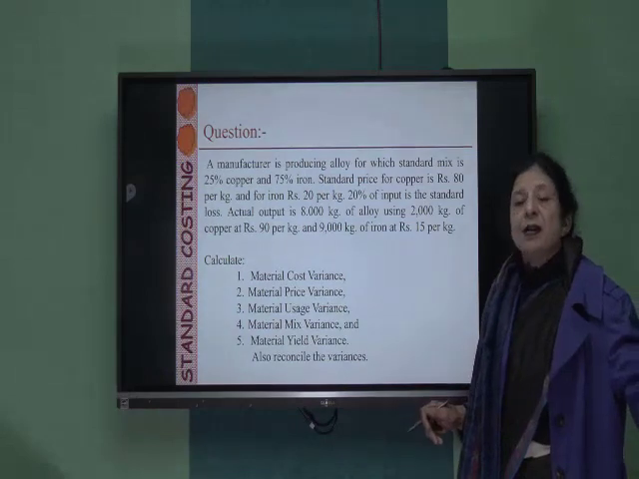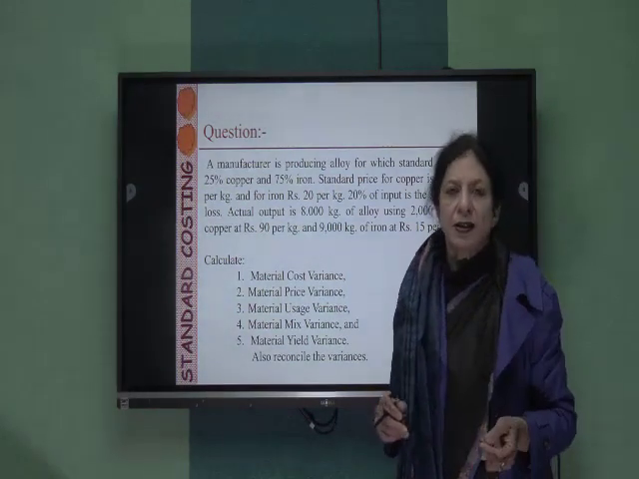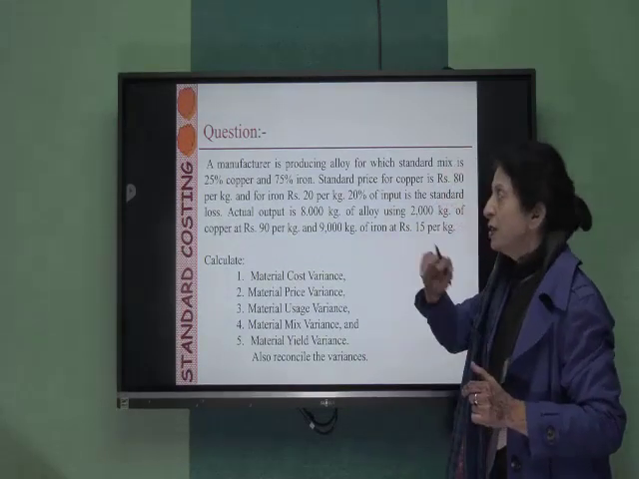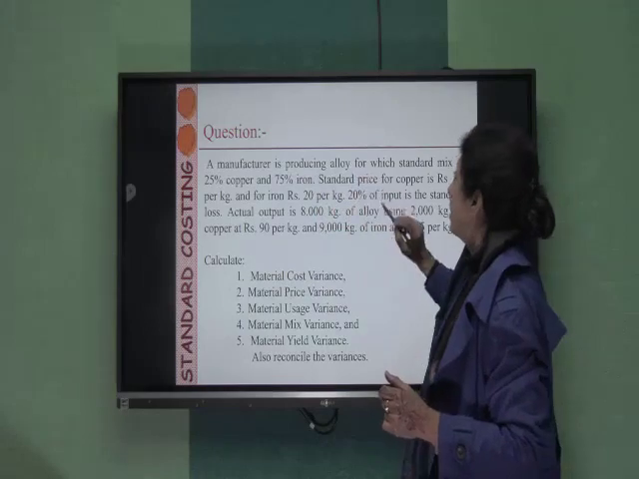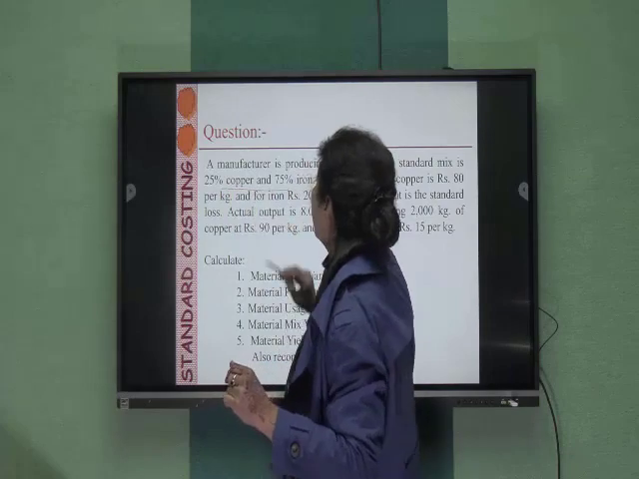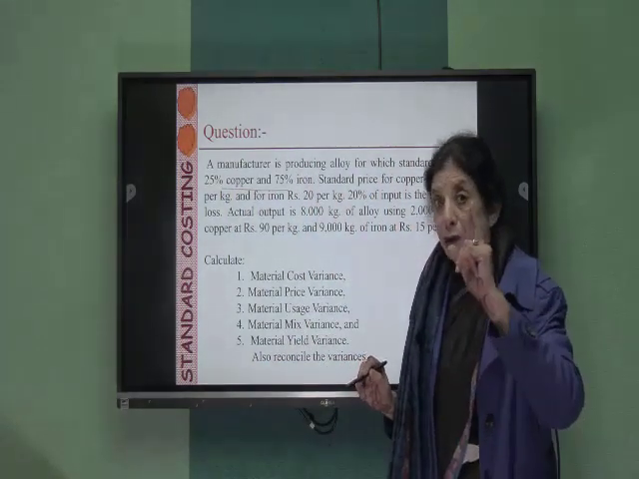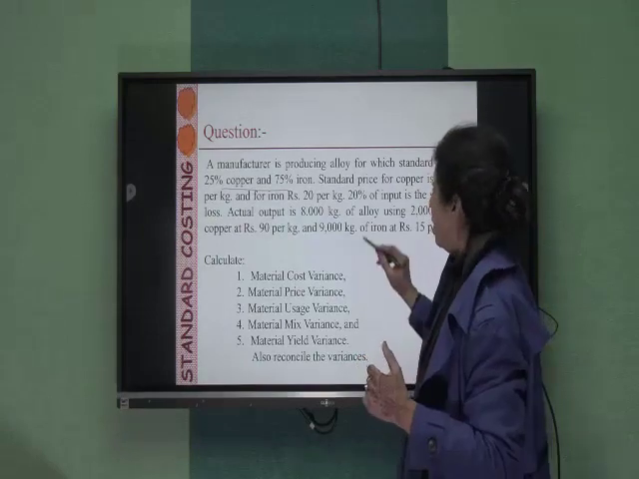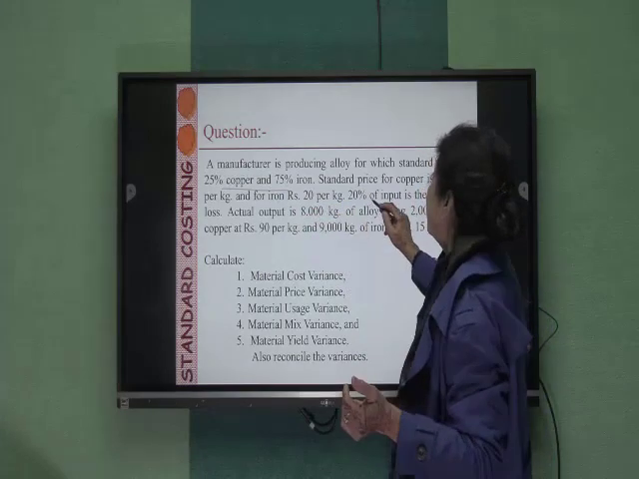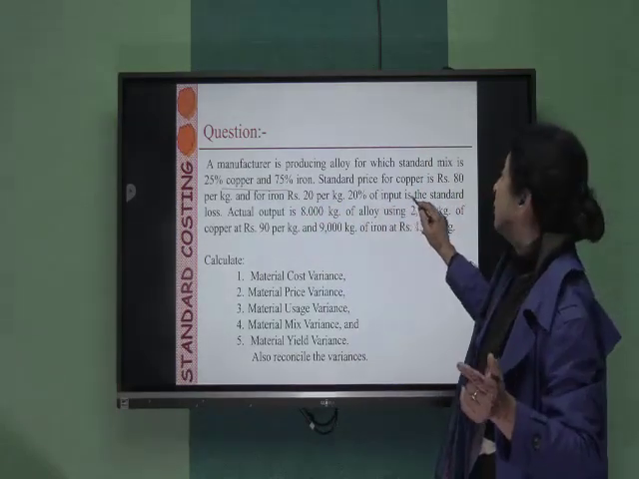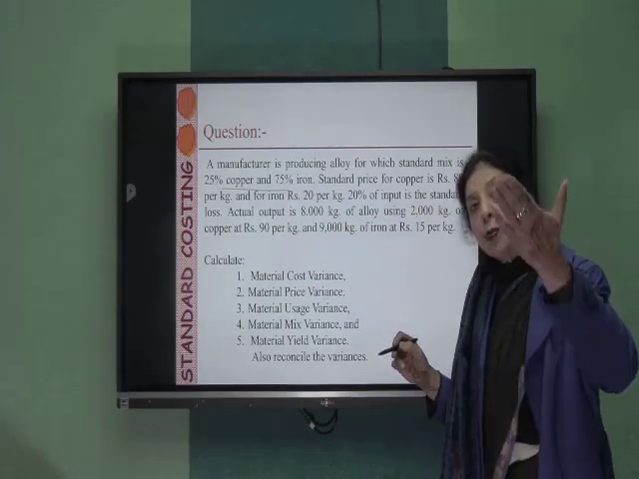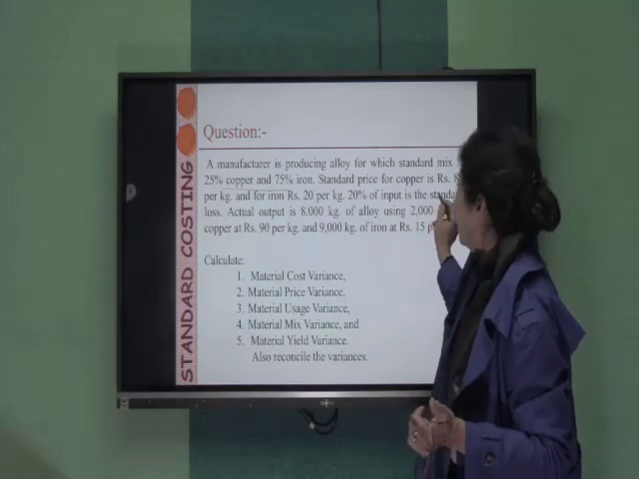Now, let's illustrate it with the help of an example so that you can understand the calculations also. Now just see, read. A manufacturer is producing alloy for which the standard mix is 25% copper and 75% iron. They have not given the quantity, they have given you the percentage. The standard prices are given to us, that is, 80 rupees and 20 rupees. Then they are saying 20% of the input is a standard loss. That means if you are putting in 100 units, the output would be only 80 units.